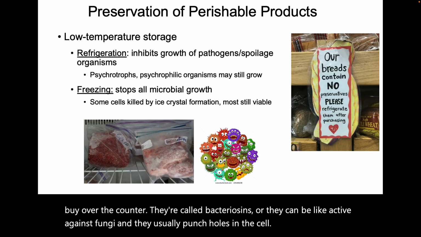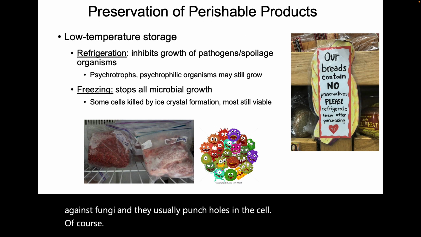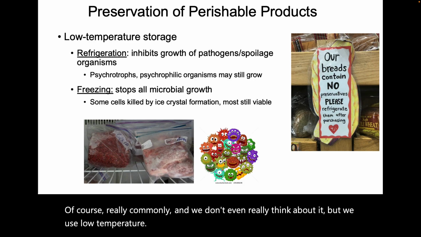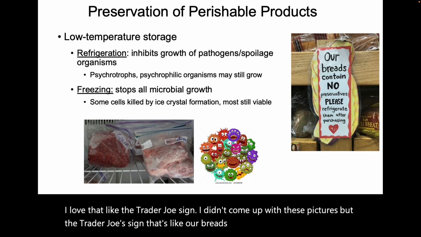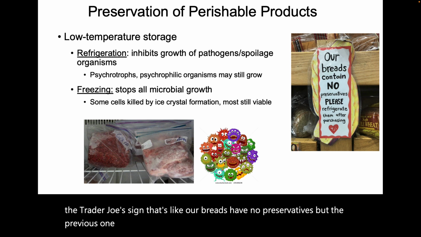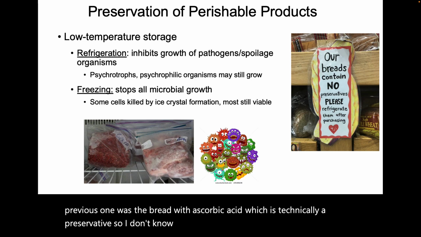Of course, really commonly, and we don't even really think about it, but we use low temperature. Okay. I love the Trader Joe's sign, I didn't come up with these pictures, that's like, our breads have no preservatives, but the previous one was the bread with ascorbic acid, which is technically a preservative. So I don't know what Trader Joe's uses as their definition of preservatives. I like TJ's, but it's all good.